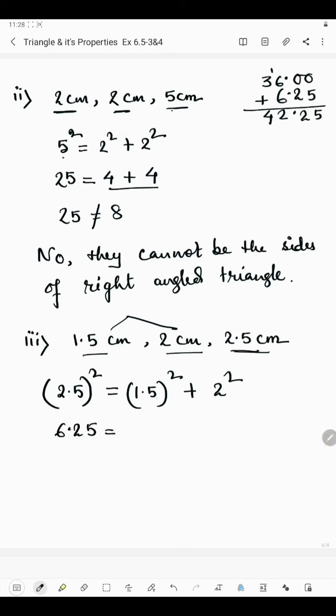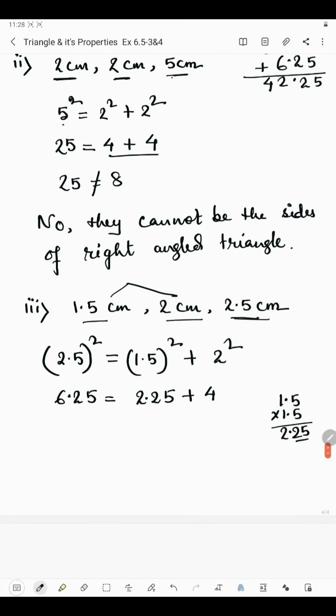Now 1.5 square, if you ignore the point then it will become 15. So 15 into 15 is 225, and since here after point 1 digit and here after point 1 digit, we'll keep the decimal after 2 digit. Okay, so here will be plus 2 square means 4. Now we will add this, 2.25 plus 4. So 4 can be written as 4.00, right? Because after decimal we can take the zeros, and 4.0 means 4 only. It's same. Now we'll add this.